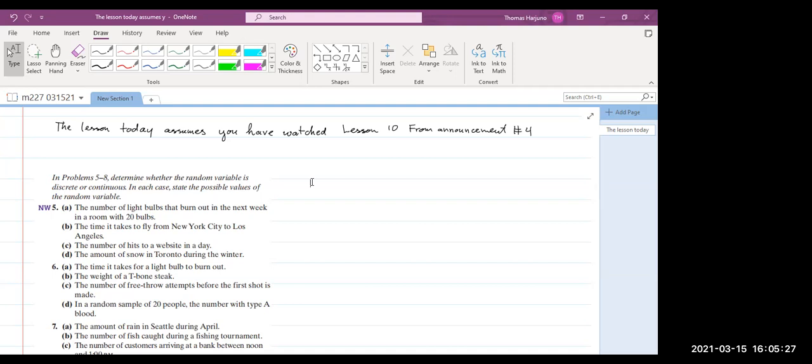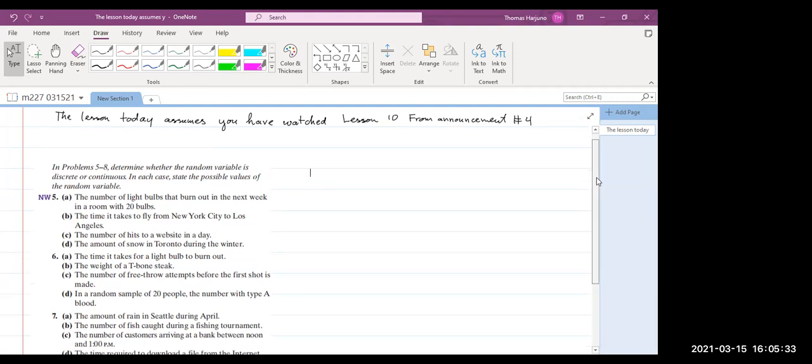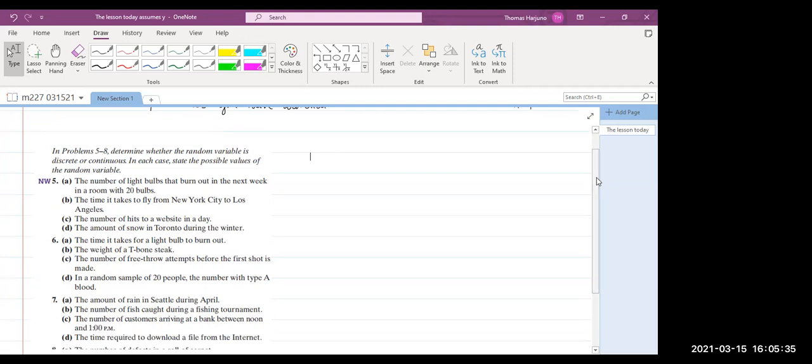Okay, but let's do this first. Assuming that you already watched lesson number 10 from announcement number 4, then let's start with random variable. Now, what is random variable? Random variable.